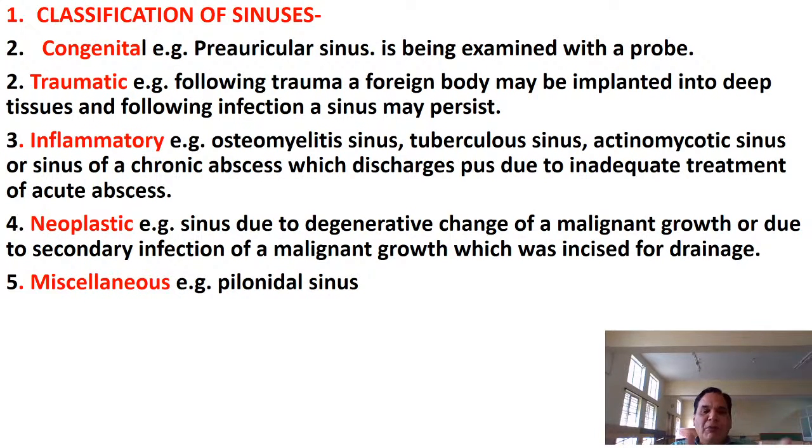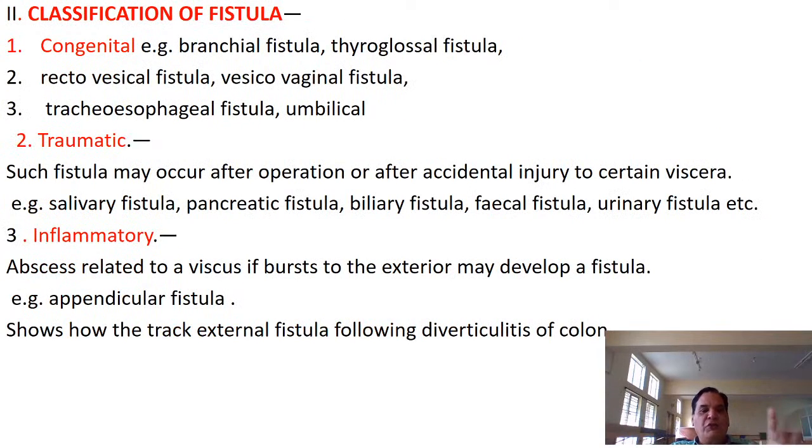Congenital, traumatic, inflammatory, neoplastic, miscellaneous or idiopathic. Okay. If you remember this type of classification, you don't have to bother much, don't think much. Congenital, traumatic, inflammatory, neoplastic, idiopathic. You are through. The same thing applies to fistula. Congenital, traumatic, inflammatory. Here congenital means branchial or thyroglossal fistula. Traumatic: salivary, pancreatic, biliary fistula, fecal fistula or urinary fistula. This is traumatic. Many times it is post-operative or due to blunt abdominal trauma.